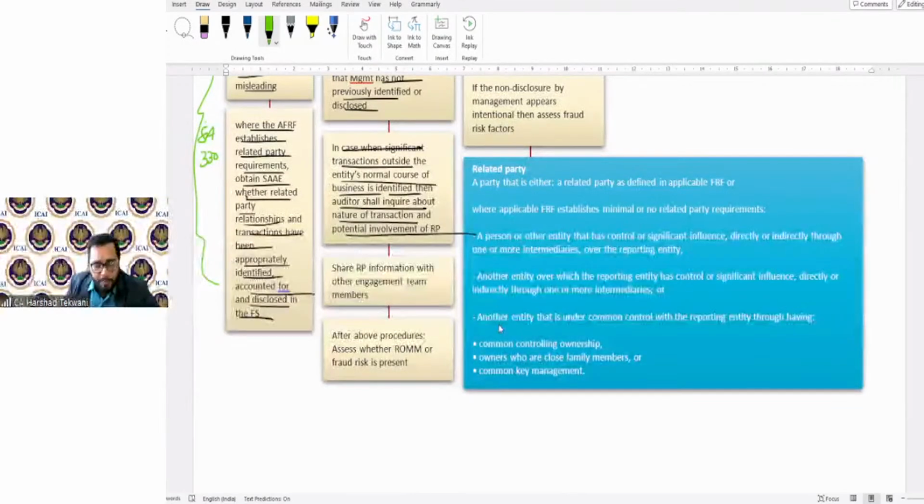Share the related party information with other engagement team members, and after the above procedures, assess whether there is a risk of material misstatement or fraud risk present for related party transactions. So after doing all this, you need to understand whether there is any risk of material misstatement or fraud risk. So this is how you first understand the entity and assess the risk of material misstatement or fraud risk.